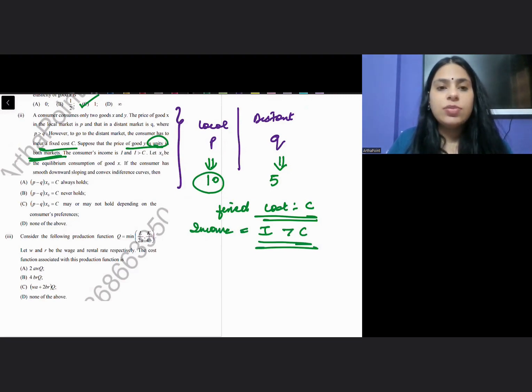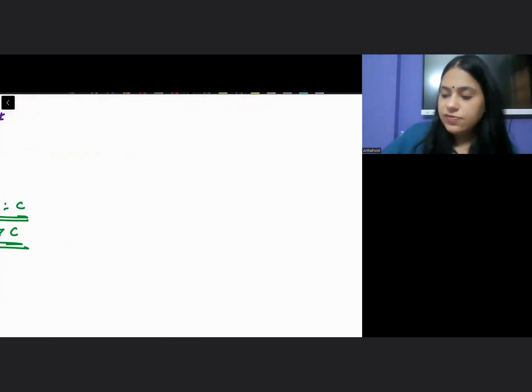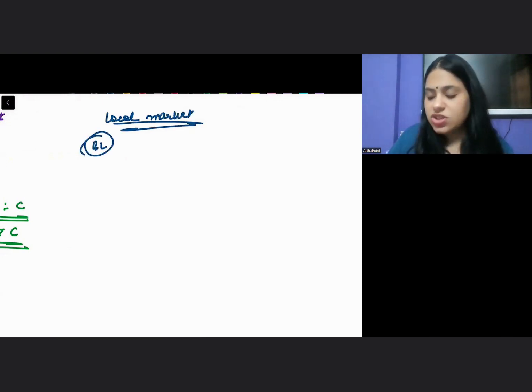Let X not be the equilibrium consumption of good X if the consumer has a smooth, downward sloping and convex indifference curve. So try to understand this thing. Now, if I take this to be my local market, right, and I draw a budget line in the local market, then the budget line will be the price of good X into the quantity of X plus the price of good Y into the quantity of good Y equal to the income of the consumer.